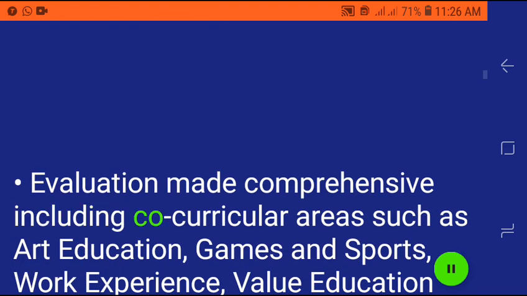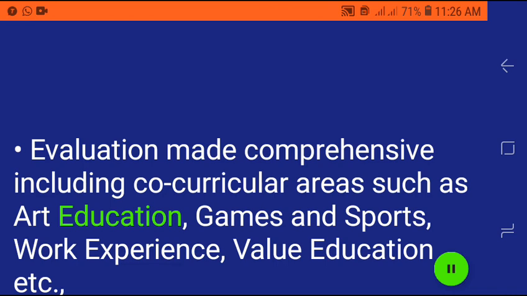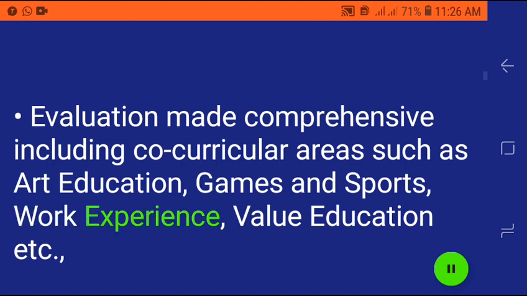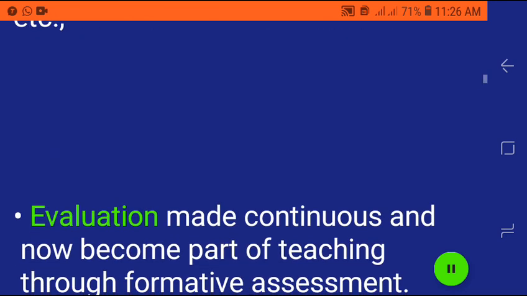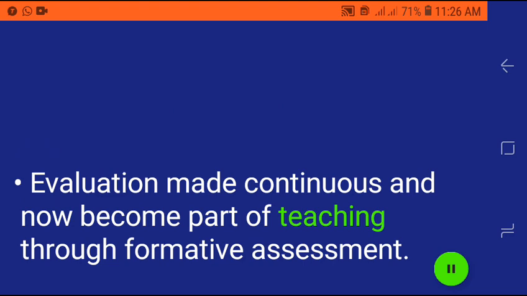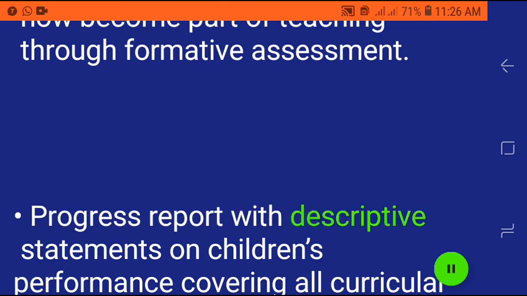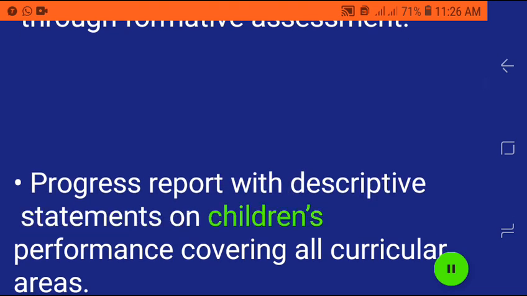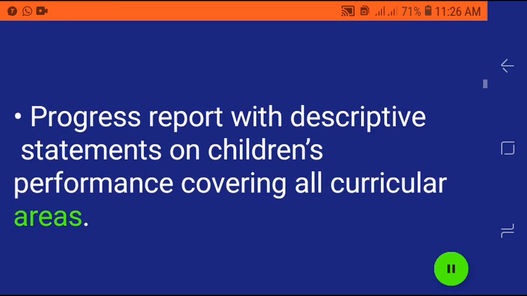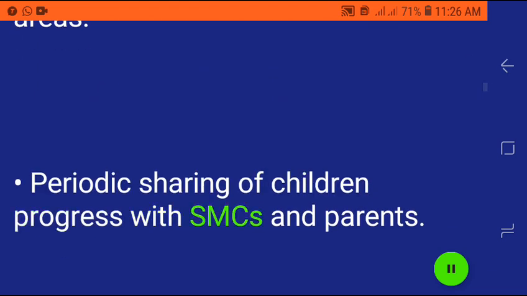Evaluation made comprehensive, including co-curricular areas such as art education, games and sports, work experience, value education etc. Evaluation made continuous and now become part of teaching through formative assessment. Progress report with descriptive statements on children's performance covering all curricular areas. Periodic sharing of children's progress with SMCs and parents.